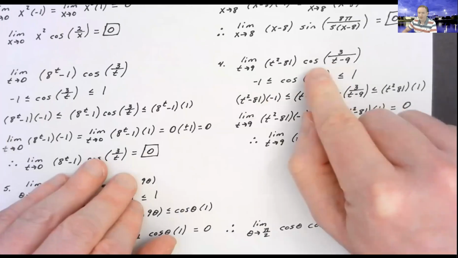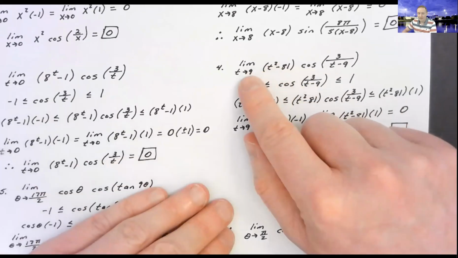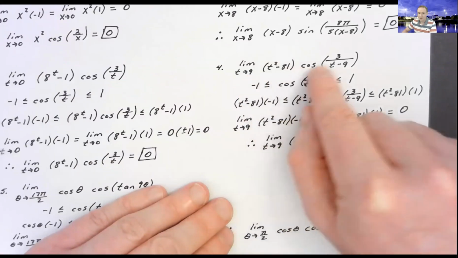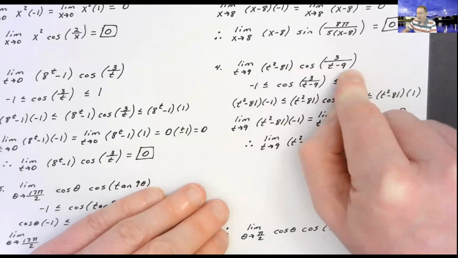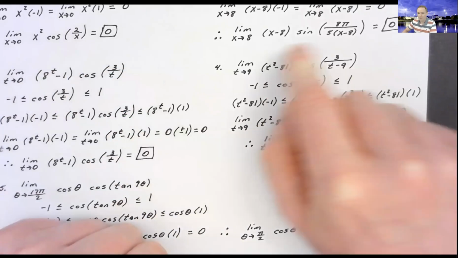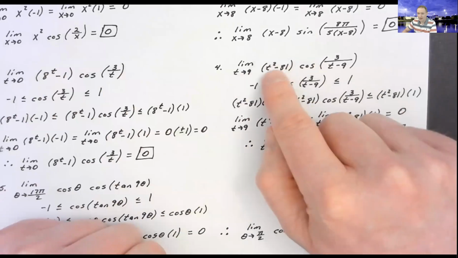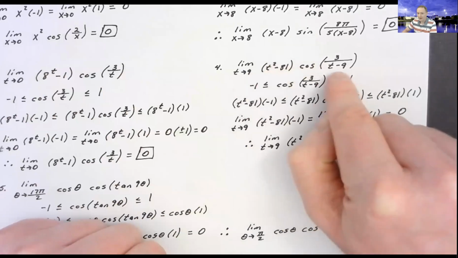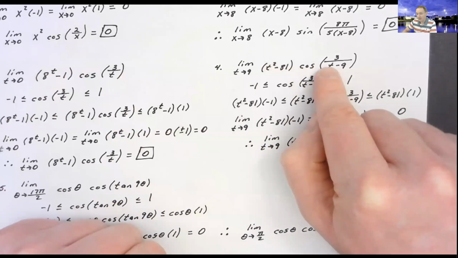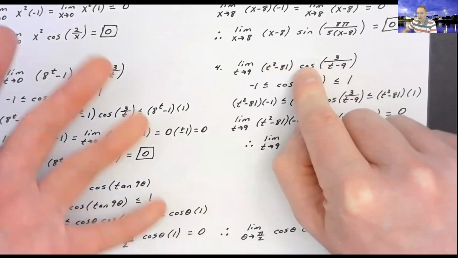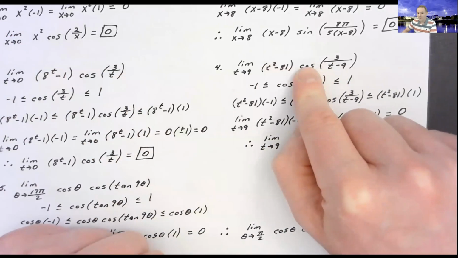For number 4 here, I had the limit as t approaches 9 of t squared minus 81 times the cosine of 3 over t minus 9. And just like in the earlier problems, it's not the quadratic portion of this one that's the problem. I can plug a 9 into that, no problem. But I can't plug a 9 into the denominator of that fraction that's the angle inside the cosine function. It makes the cosine of an undefined angle.